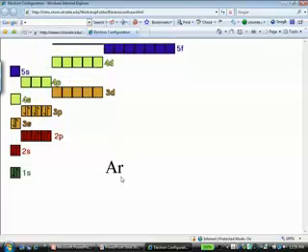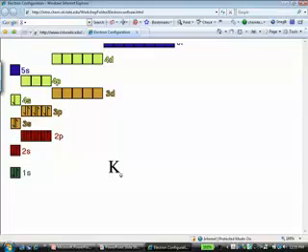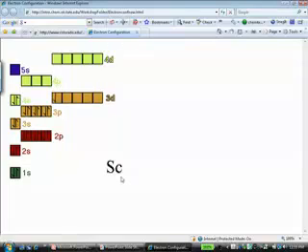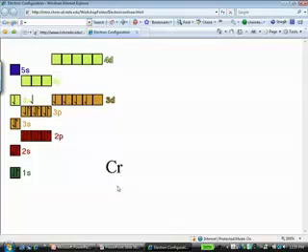Going. Now, here we go. See, it's going to the 4S because that's at a slightly lower energy level. Then we hit the 3D. Now, watch what's going to happen here. So this is our normal filling order. But one thing to realize is that there are exceptions to the rules that we have.